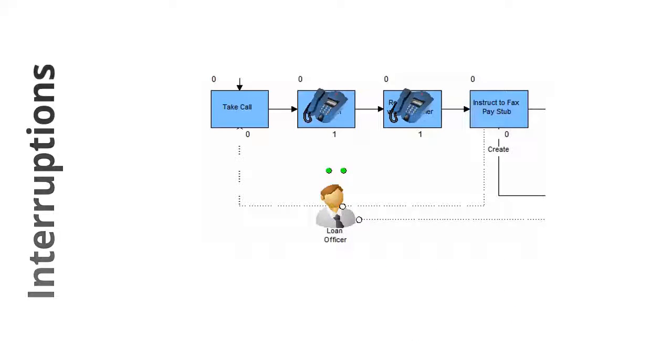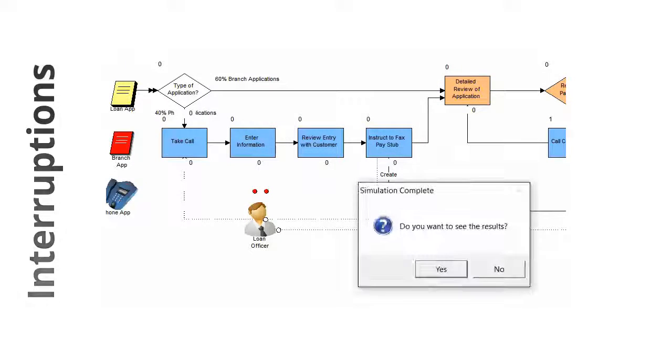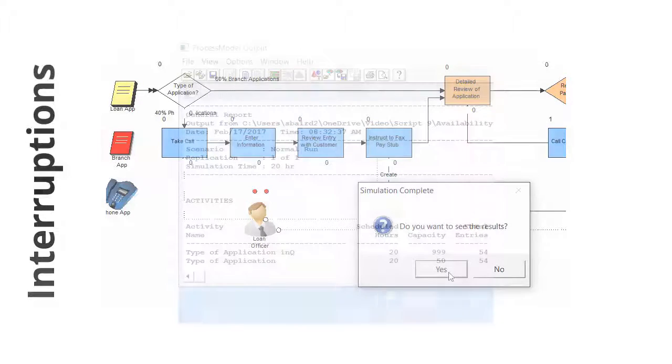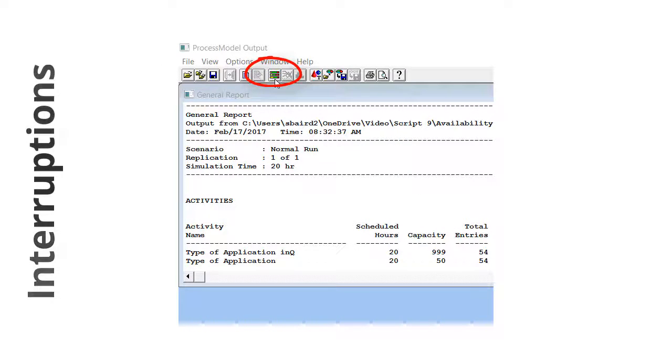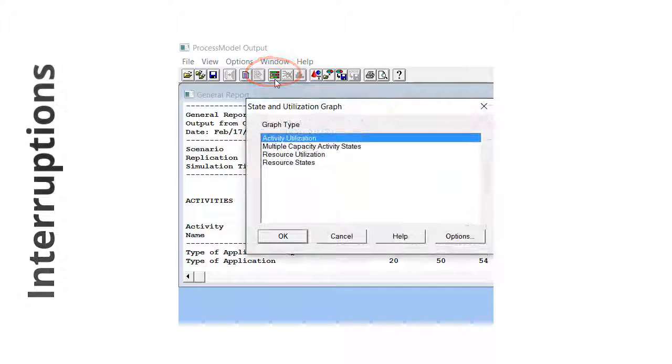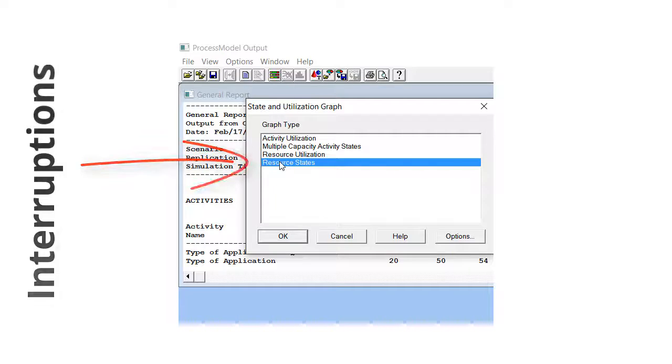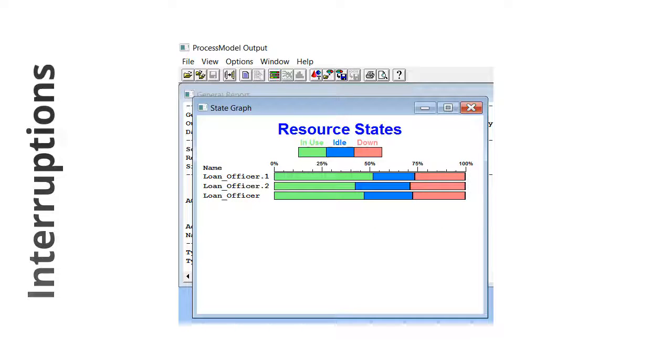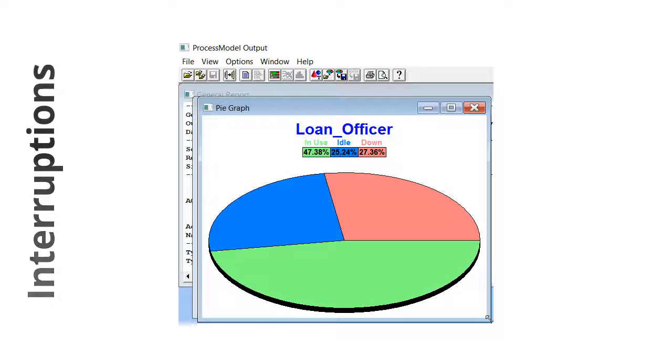When the simulation is finished, the detailed output report has several graphs to represent resource behavior. The state and utilization button shows graphing options. Select the resource states graph. Click on the bar to open a pie graph. Notice the percentage in use may be slightly higher or lower due to the randomness of the downtimes.